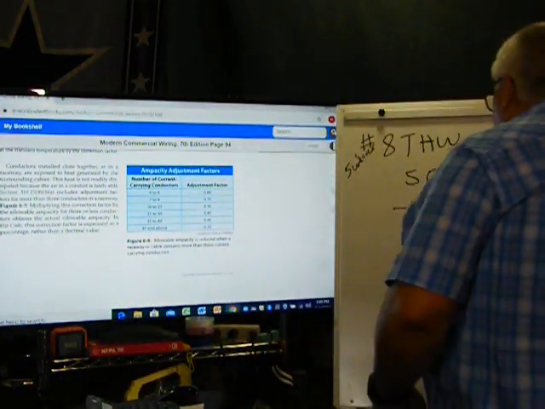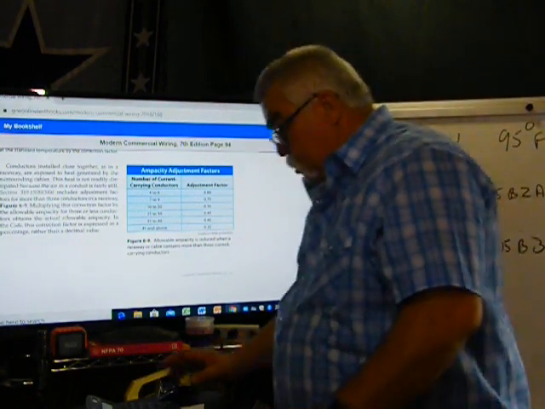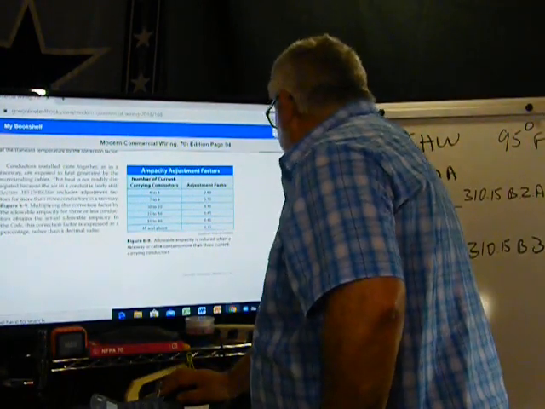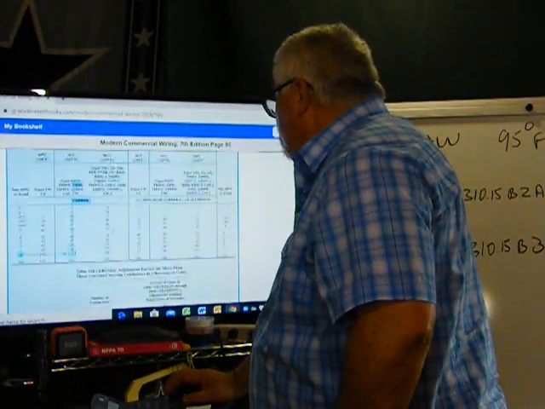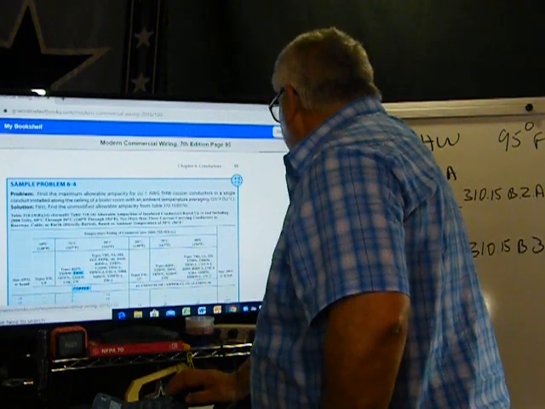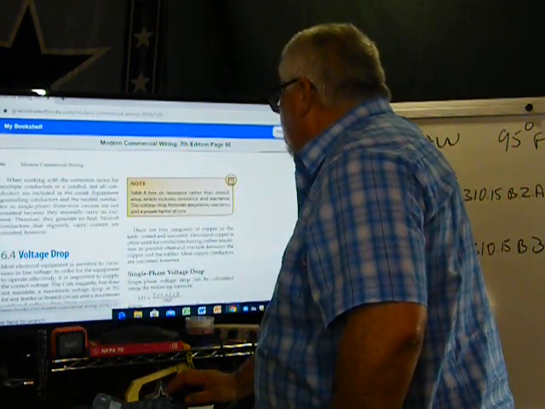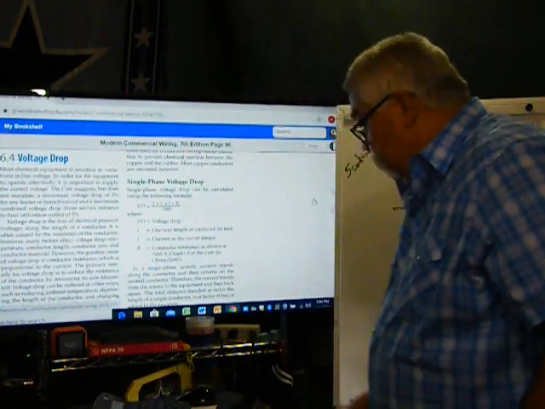Okay, so adjusting, temperature corrections and adjustments. Again, you have sample problems here that you can look at, and that is page 95. Okay, voltage drop. Let me erase this.